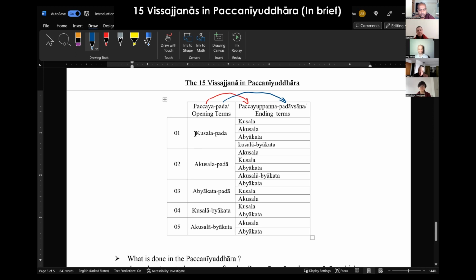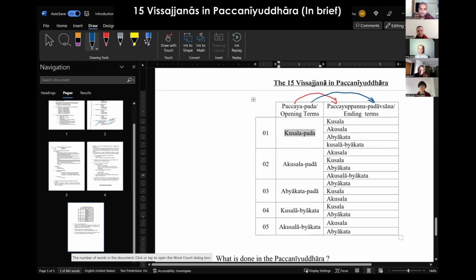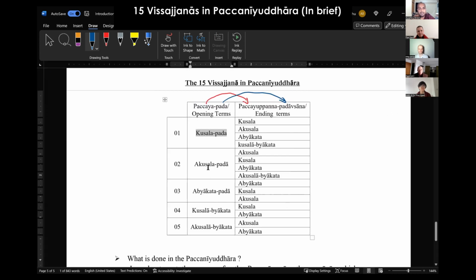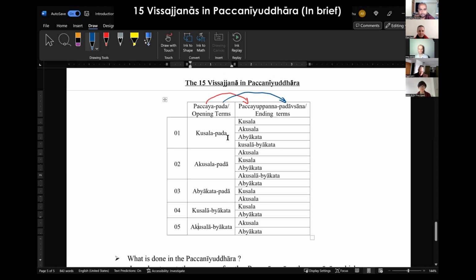So first one is Kusala Pada. The second type is Akusala Pada. Third type is Abhyakata Pada. Fourth type is Kusala Abhyakata Pada. And the fifth one is Akusala Abhyakata Pada. So altogether there are 15, right?